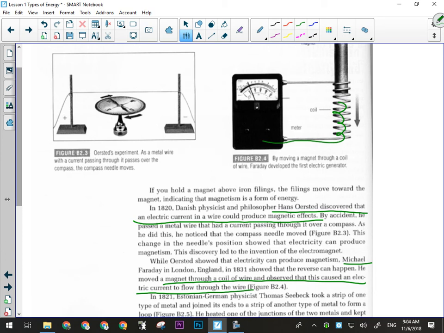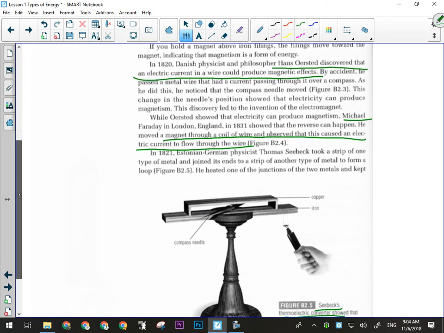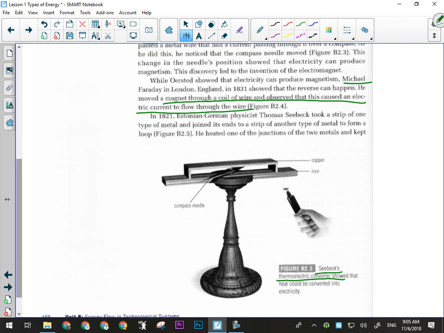So we got Oersted, we got Faraday, and then we got this guy down here, Seebeck. Seebeck discovered you can actually turn heat directly into electricity. It's not very efficient. We don't use it for very much, except for making circuit breakers, or using thermocouples. A few things we'll use thermocouples for, we'll talk about what things do. But he invented essentially the first thermocouple, which is a device that converts heat energy directly into electricity.